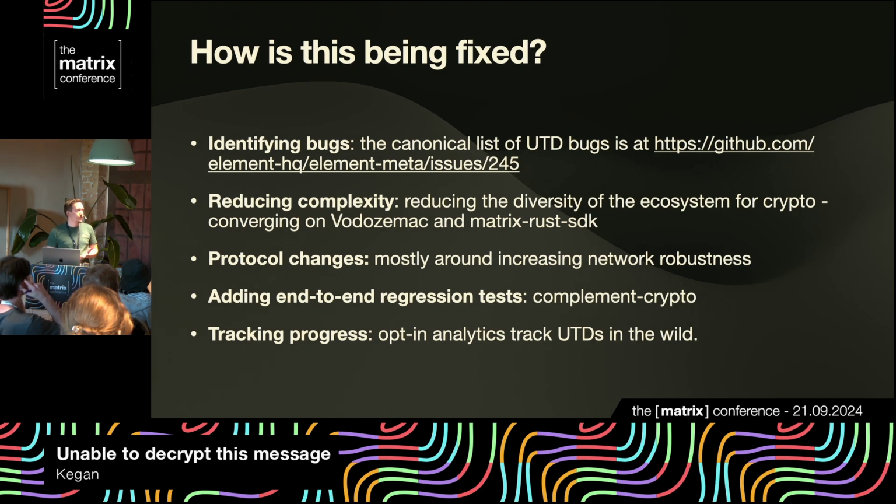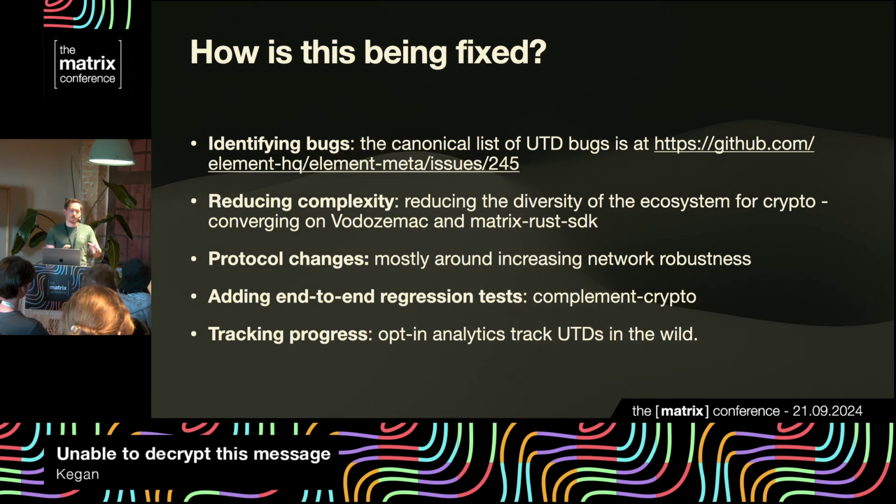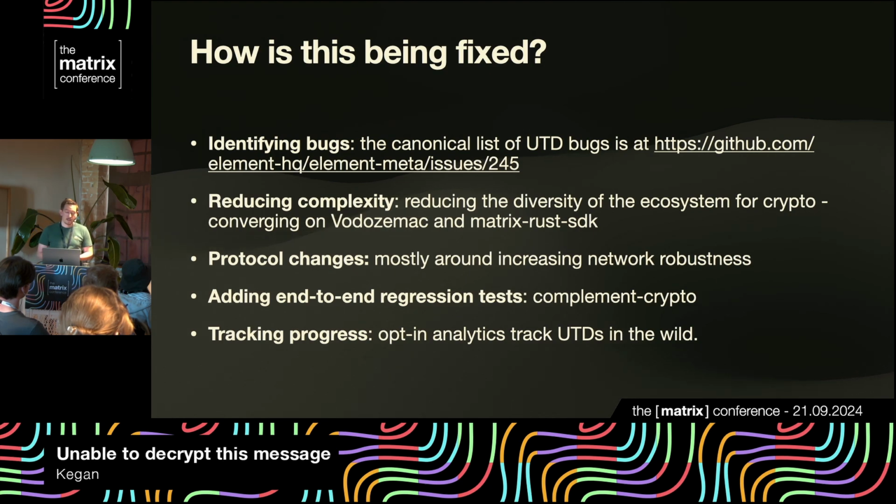The ways that we're trying to fix this is obviously to identify bugs in clients, in the servers, in the protocol, and there is a canonical issue up there which you can go to, which gives you a big old list of GitHub issues. We're trying to reduce complexity, at least on the Element apps, by deciding on one code base for Element apps and then using that. So the idea is that we fix a bug in one place and one place only. We don't have these issues with having to fix the bug n times and make sure these SDKs are all up to date. And for Element, we're converging on vodozemac for the crypto library and Matrix Rust SDK for the SDK layer.